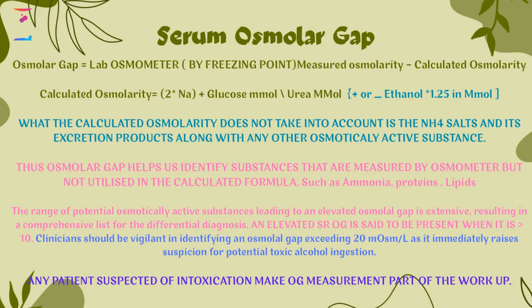Whereas when we calculate the osmolarity, the ammonia, its excretion products, and certain proteins and lipids are not included in the calculation. Thus, you have a difference between the measured and the calculated osmolarity. That's why we do have a serum osmolar gap in physiology. The range in physiology is 10. Anything above 10 is a raised serum osmolar gap, and when it reaches around 20, it's very concerning. What should we worry about? I'll come to that in a moment.